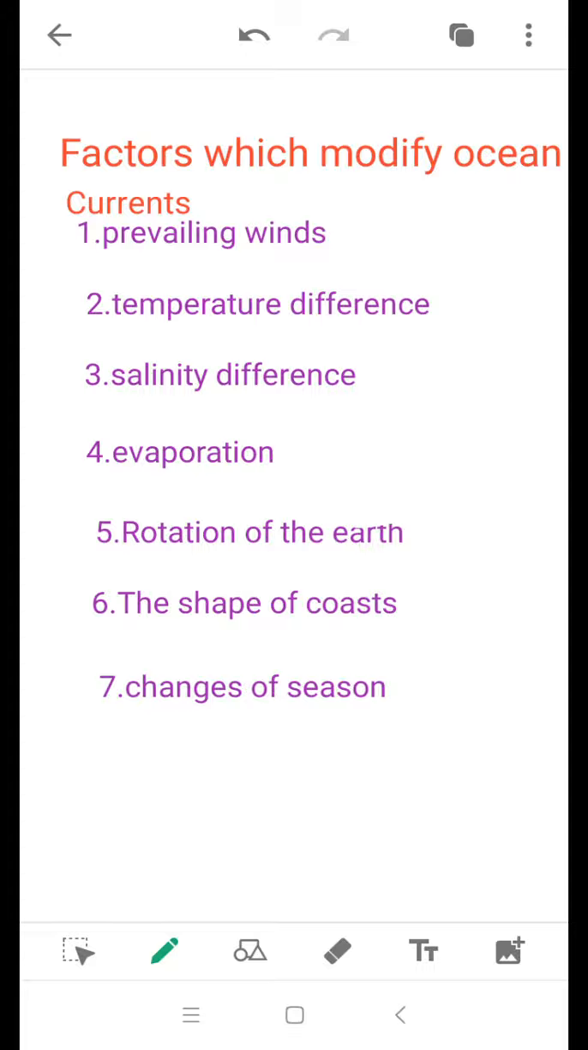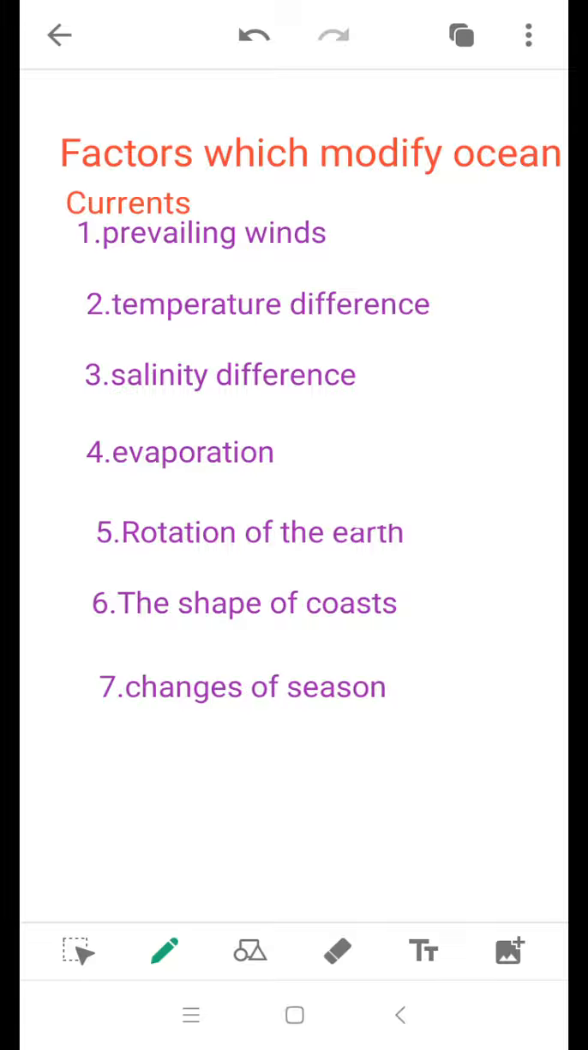Now fourth one is evaporation. When the evaporation is higher in certain parts of ocean, then there will be a low water content. Rotation of Earth also determines the modification of oceanic currents. Shape of the coast is the major factor because we will see in the Atlantic Ocean that Brazil will divide the equatorial current into two branches.